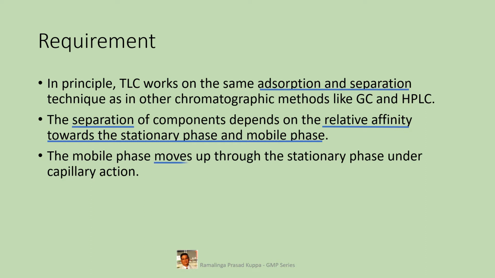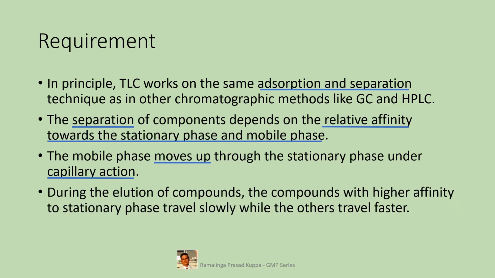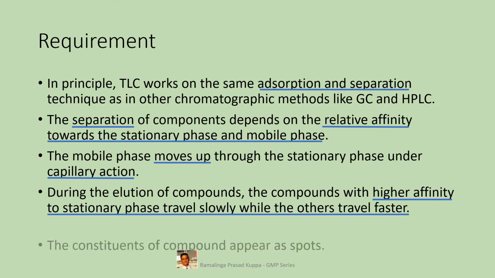The mobile phase moves up through the stationary phase under capillary action. In other chromatographic techniques like GC and HPLC, the mobile phase moves with pressure. During the elution of compounds, the compounds with higher affinity to the stationary phase travel slowly while the others travel faster. So, as discussed above, the lesser affinity component moves faster than the higher affinity component.